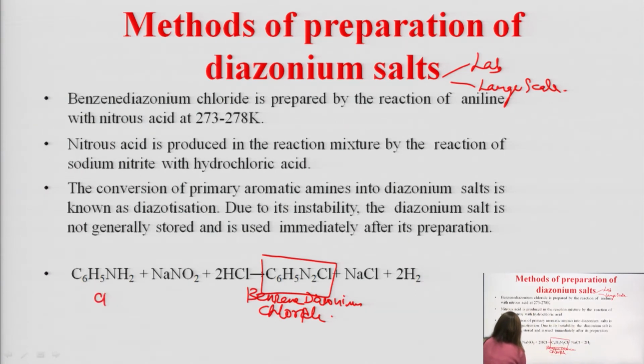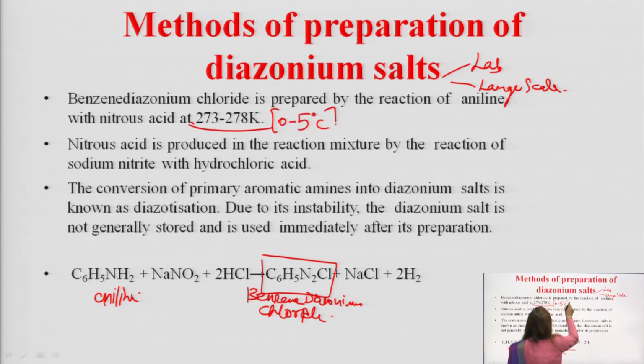Where is it? It is here. This is aniline with nitrous acid, and the temperature, in the scale of Kelvin, is 273 to 278, or you can say 0 to 5 degrees Celsius, right. So, the reaction is one in which aniline is treated with nitrous acid.